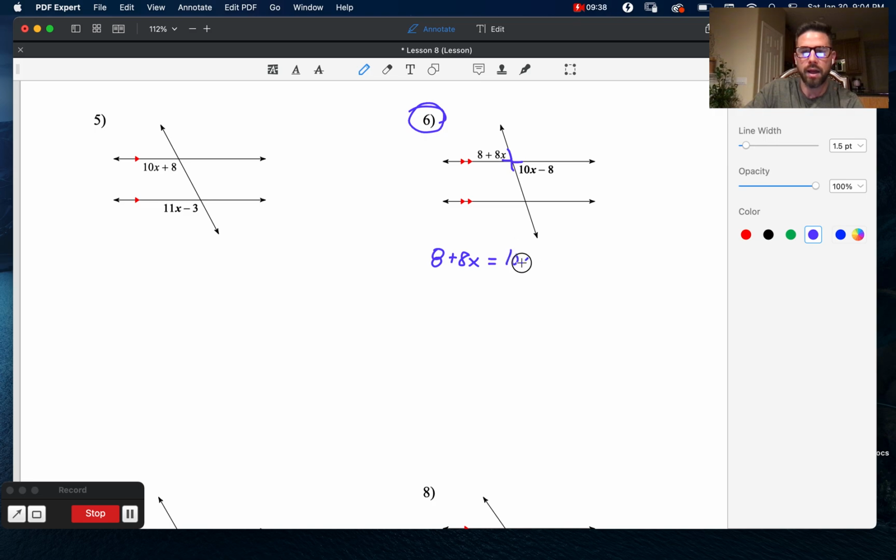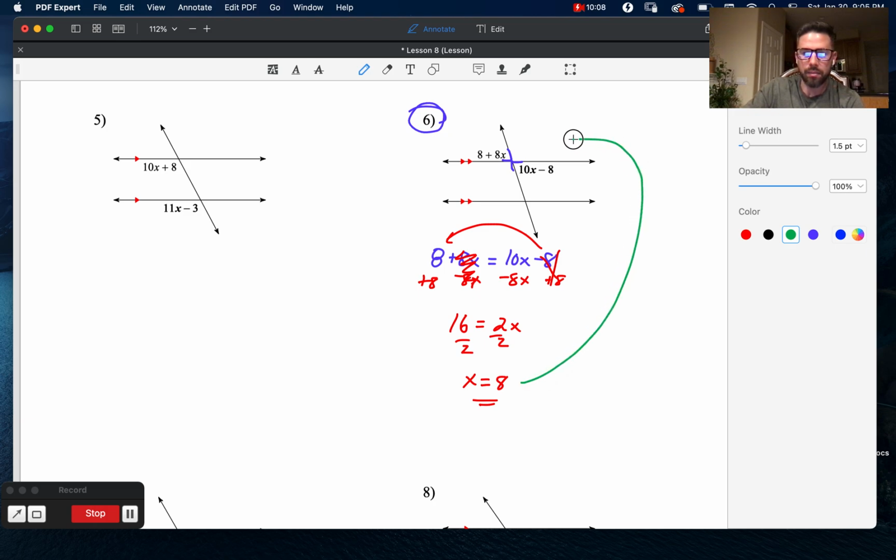equals 10x minus 8. We're going to move the smaller variable, minus 8x, gone. Launch this guy over here, plus 8, and it looks to me like we have 16 equals 2x. Divide by 2, x equals 8. All right, that seems easy enough to me.